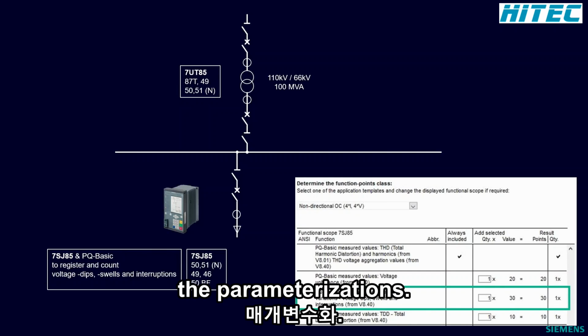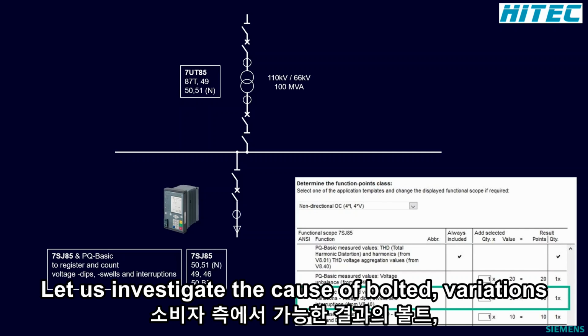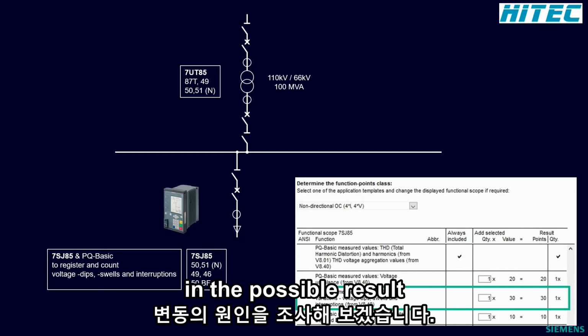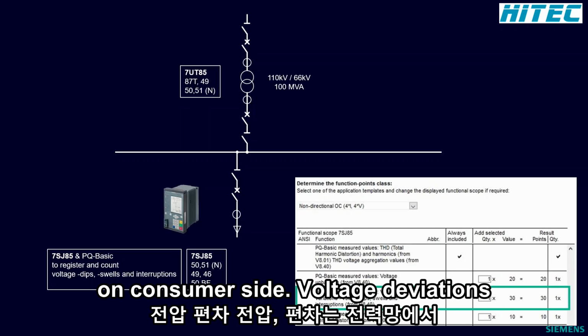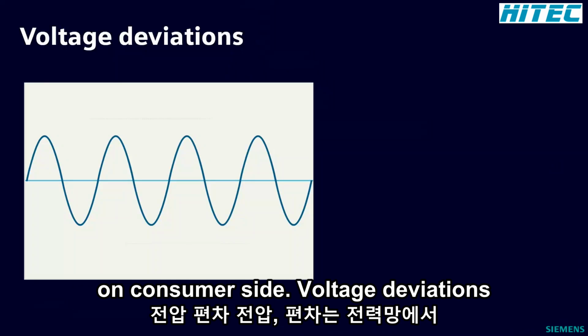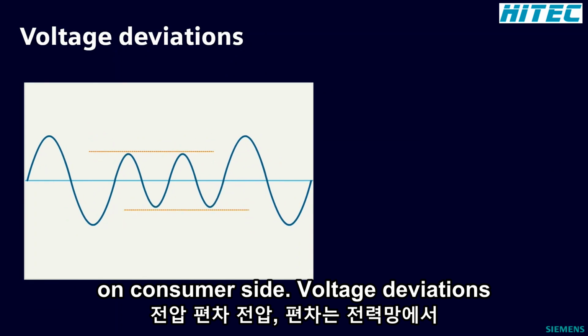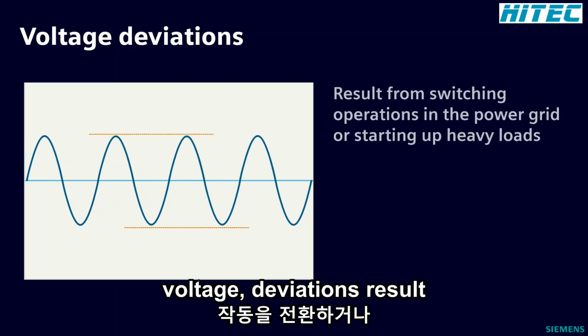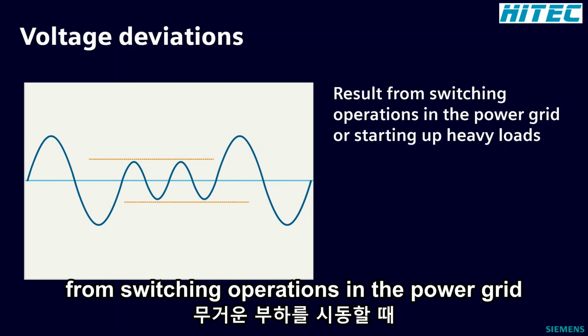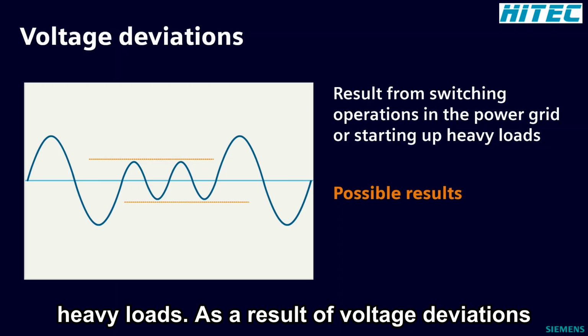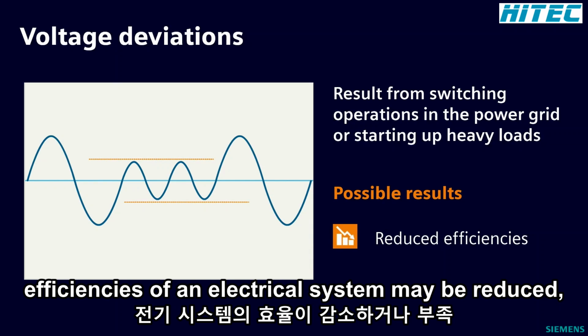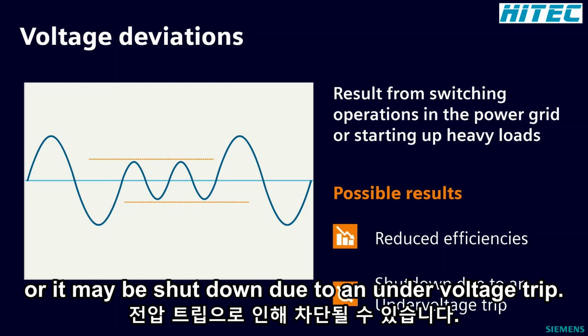Before we start the parametrization, let us investigate the cause of voltage variations and the possible results on the consumer side. Voltage deviations result from switching operations in the power grid or starting up heavy loads. As a result of voltage deviations, the efficiency of an electrical system may be reduced, or it may be shut down due to an under-voltage trip.